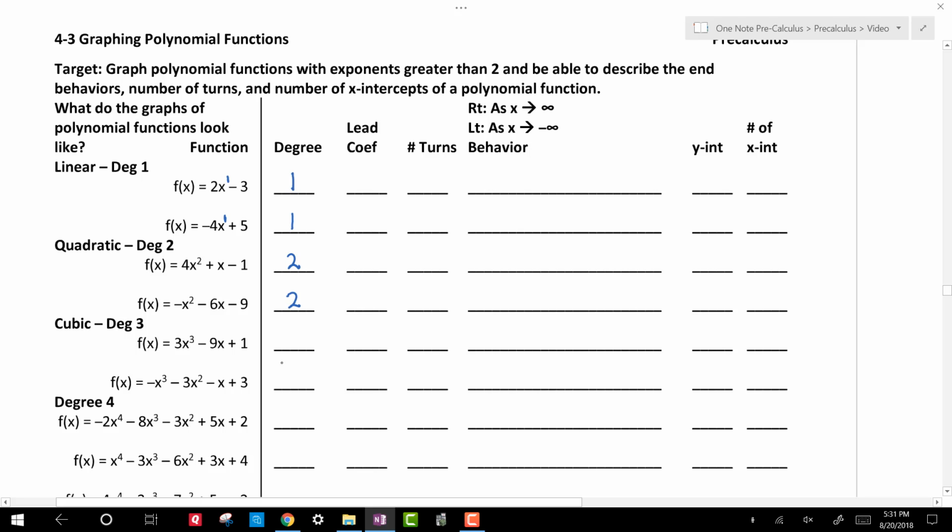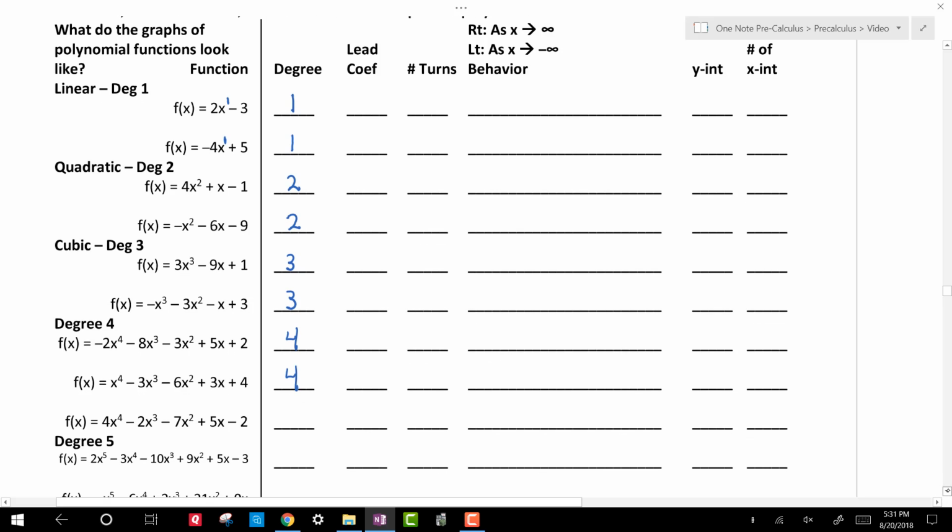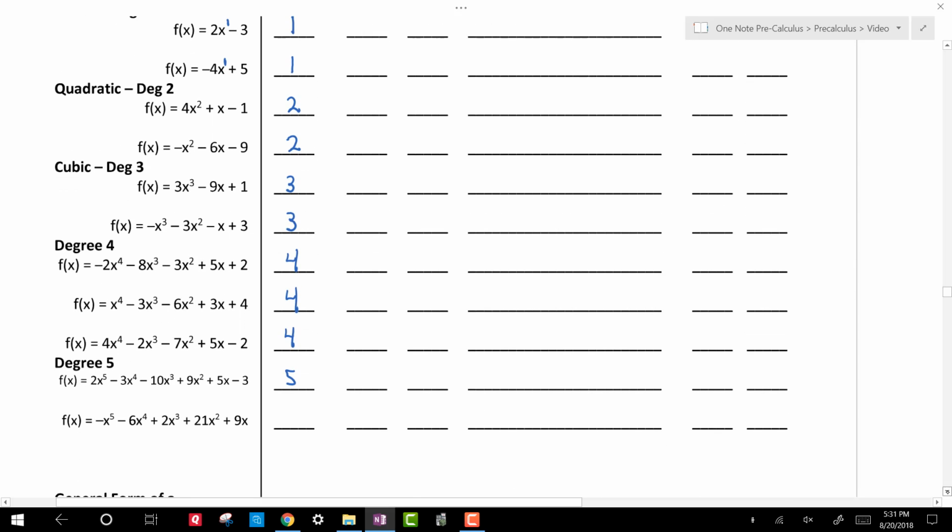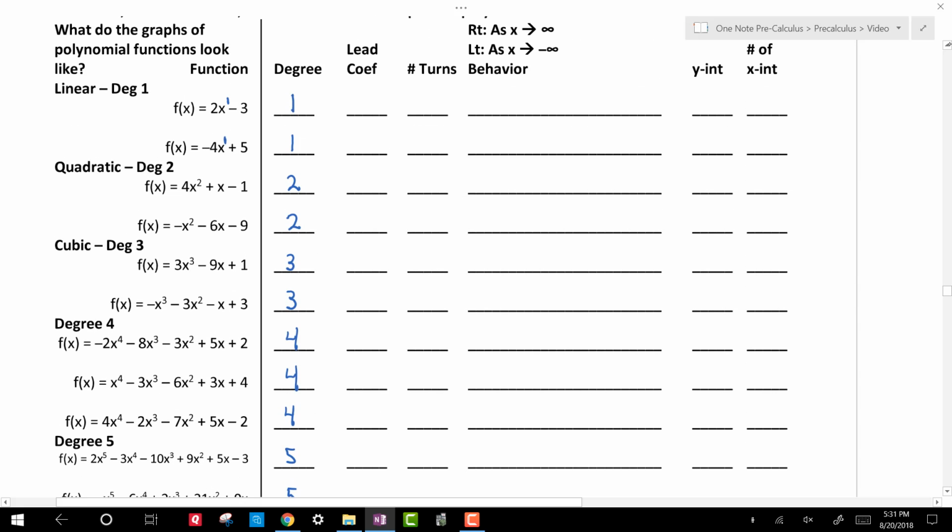Our cubics are degree 3. And you'll notice all of these are degree 3. Degree 4, we don't have a special name for those, but all of these guys are degree 4. So whatever you see for the largest exponent, that's actually the degree of your polynomial here. Okay? So you just need to know what it means when we talk about degree. And we could go higher. We could go up as high as we wanted on those polynomials.